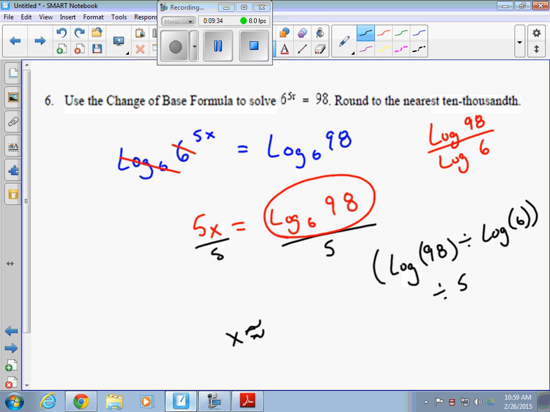And I got 0.5178. And again, that fourth digit will give you what you need as far as the nearest 10,000th: 0.5178.